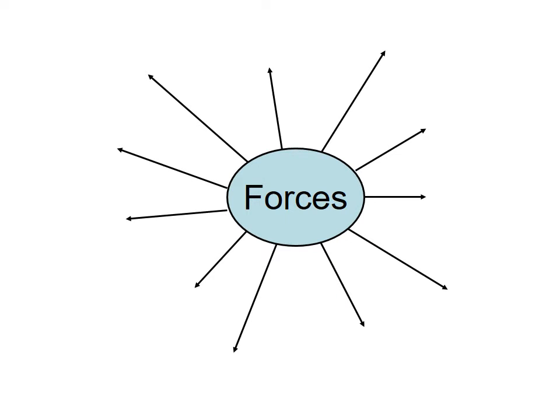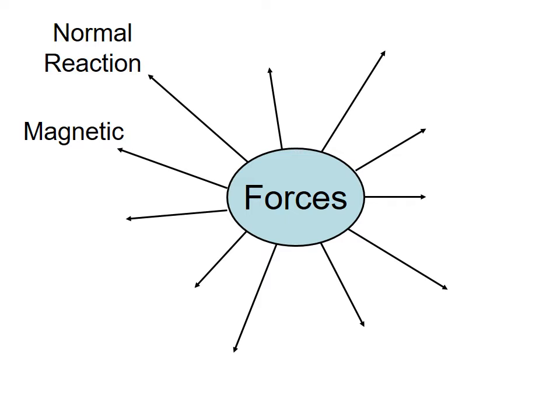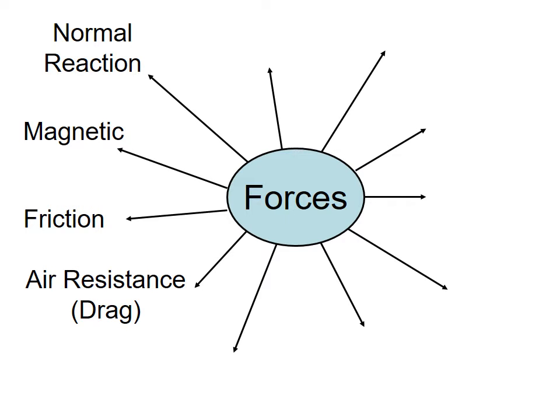It might be worth creating a spider diagram in your book of all the names of these different forces. So we have another one here, normal reaction. Now, normal reaction is the force that stops us falling through the floor. There is a force that the floor pushes up against us, keeps us up, and that's called normal reaction. Magnetic, we've discussed. Friction. Air resistance. Now, another name for air resistance is drag. That's a name that you should use and learn.